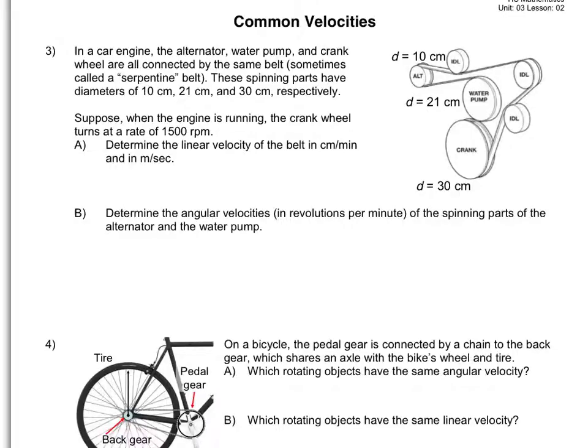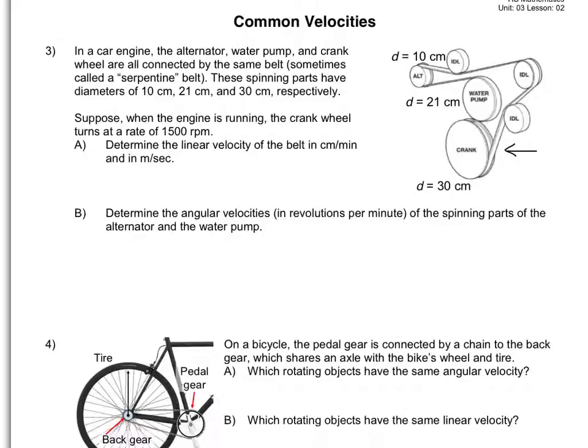Okay, let's talk about velocities. Notice in this one that everything's connected by a belt, so that means the linear velocities are going to be the same. So the first thing I'm going to do on A is, if I know the crank wheel is turning at a rate of 1500 revolutions per minute, that is my angular velocity.